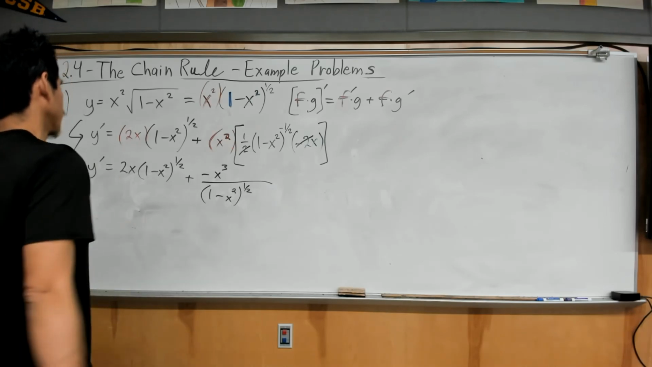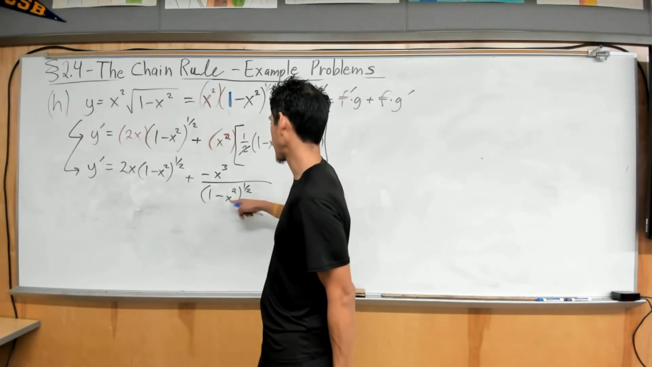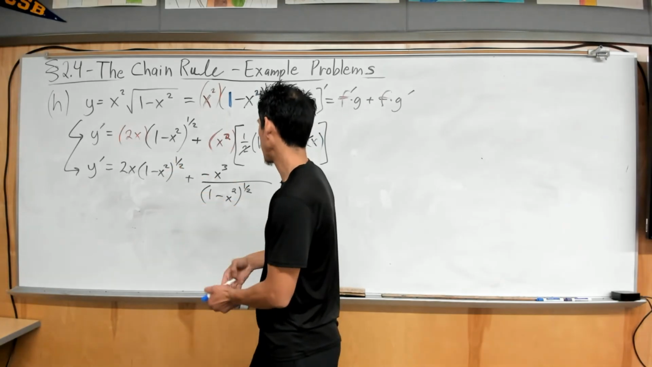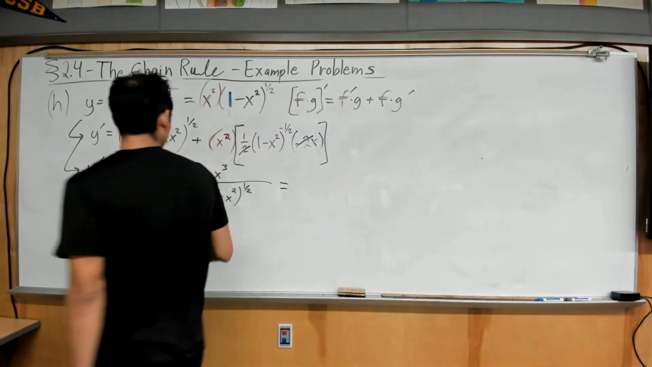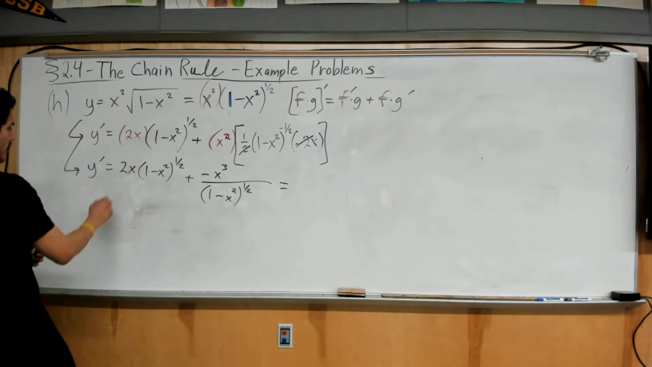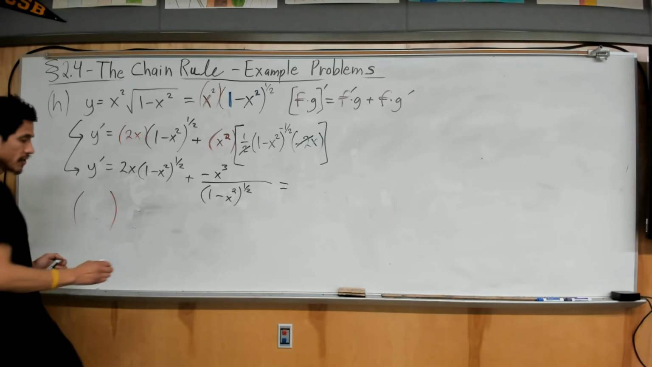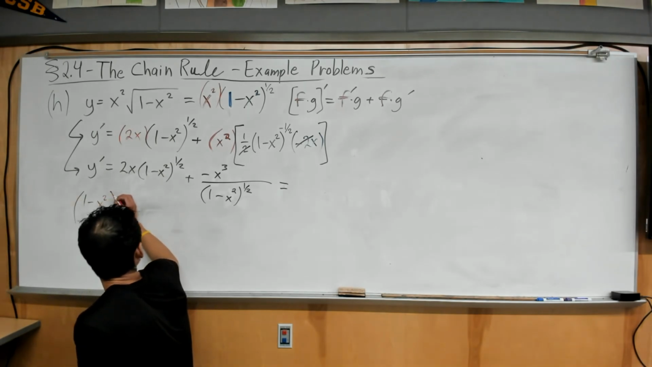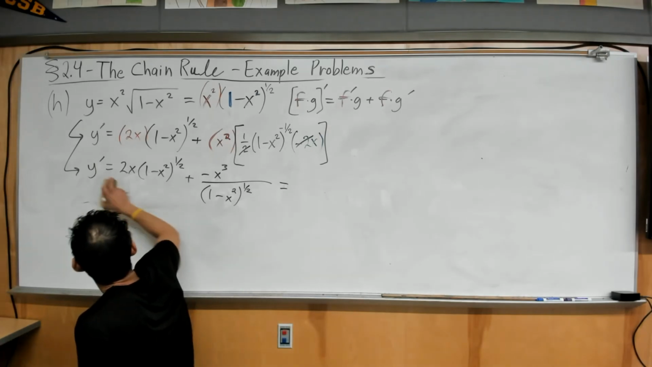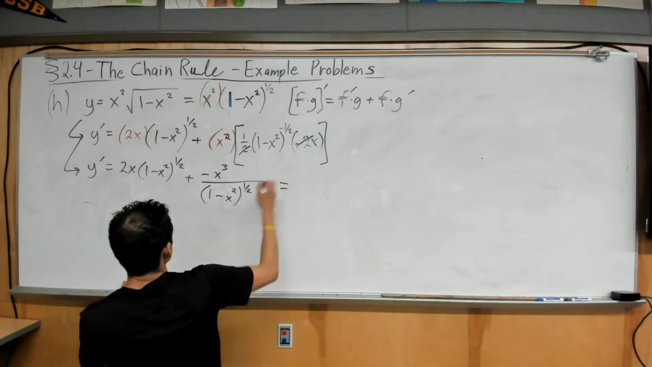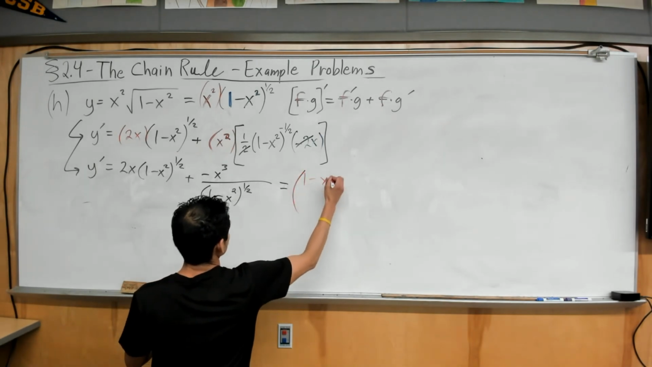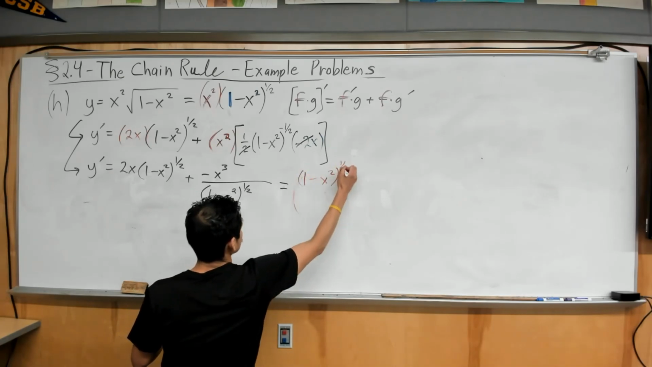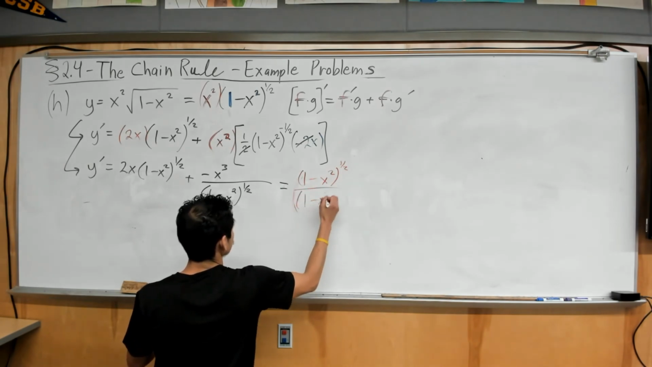I know they're probably in your textbook going to have these combined with a common denominator. So you would multiply this by, I mean, should I show you? You're going to multiply this by 1, which is 1 minus x squared to the 1/2 over 1 minus x squared to the 1/2. Let me just do it, because you're going to see it in your textbook and it can be kind of confusing.